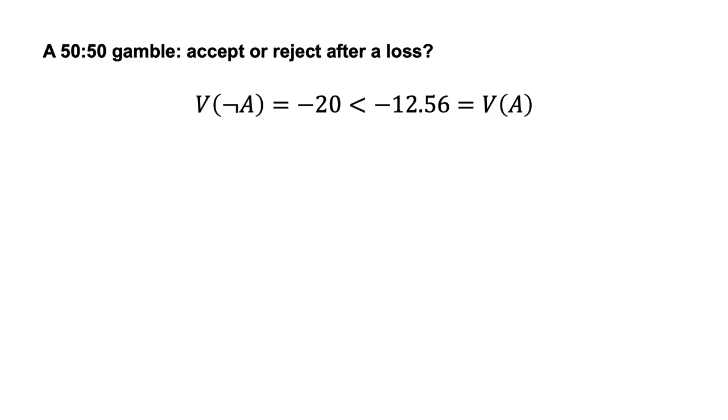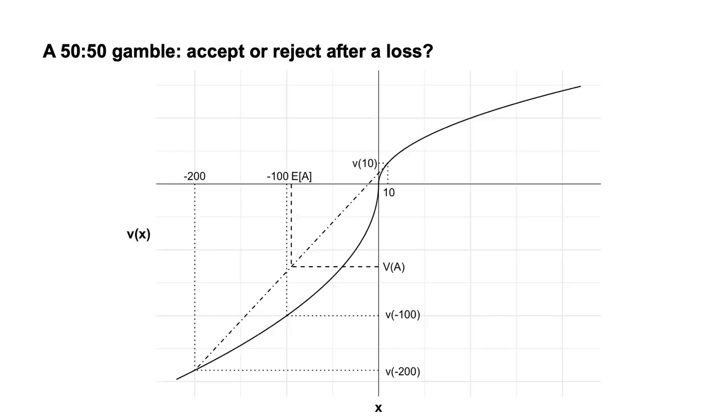Albie is risk-seeking in the loss domain. He would even accept a 50-50 gamble to win $100, lose $100 with an expected value of zero. The choice is illustrated in the following chart.